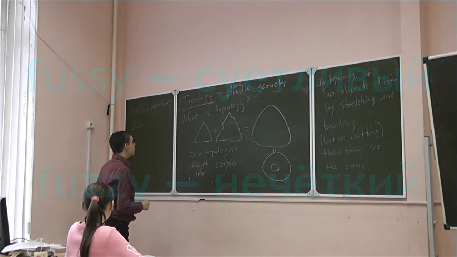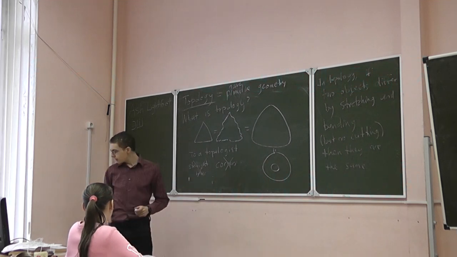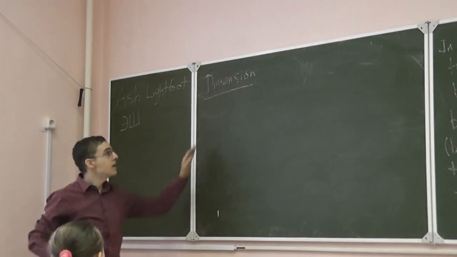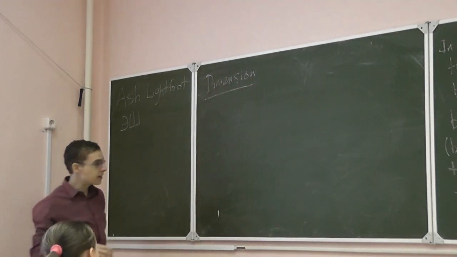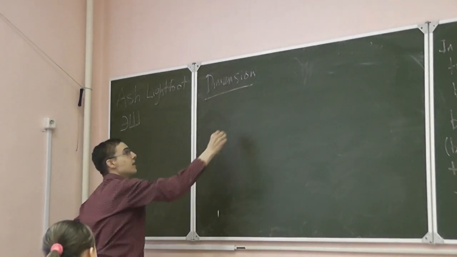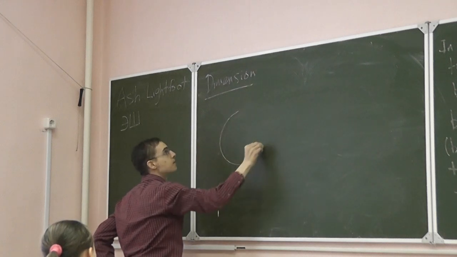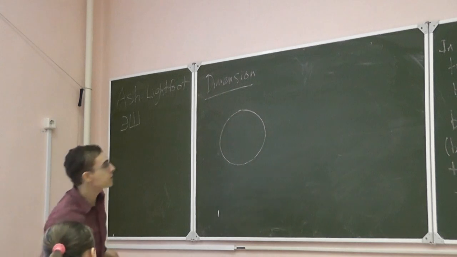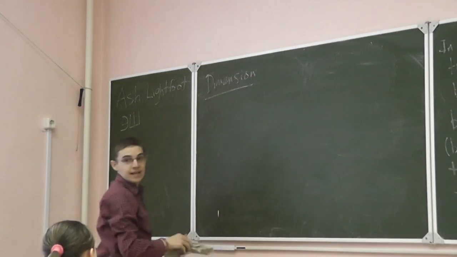Okay, so that's how topologists think. I'd like to talk a little bit about dimension with you. So now, if we come back to our example I just gave, we will consider the circle. In fact, start with this circle itself. But imagine you're on a train.